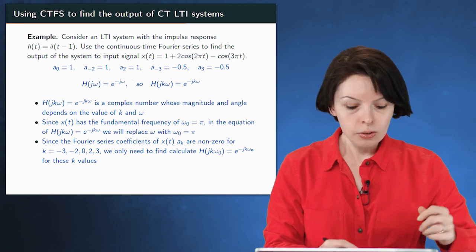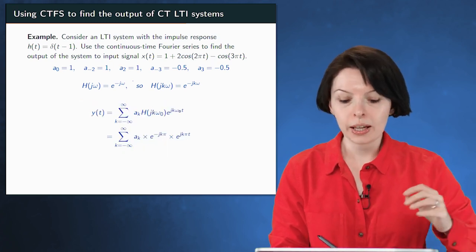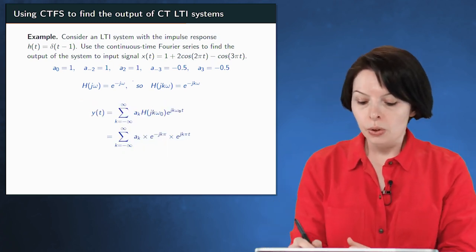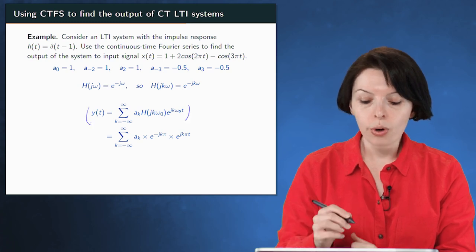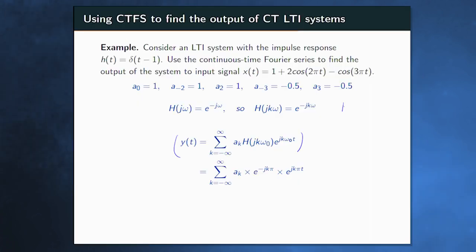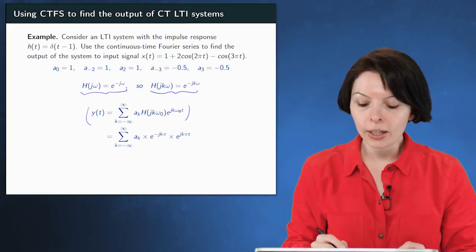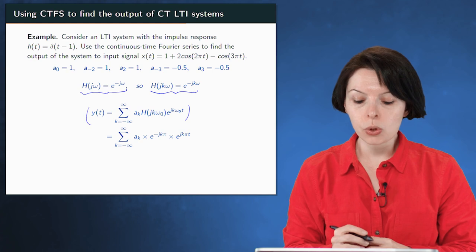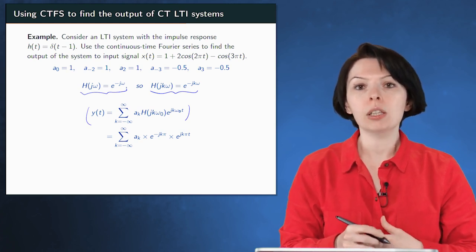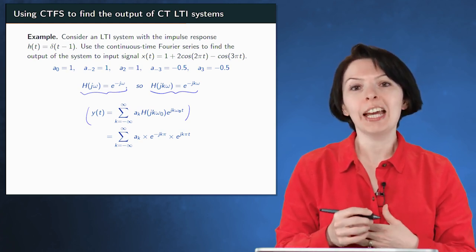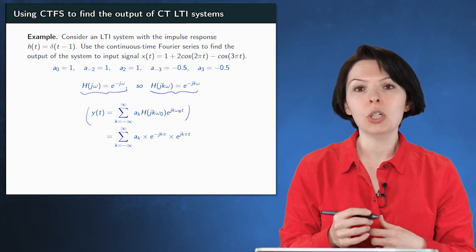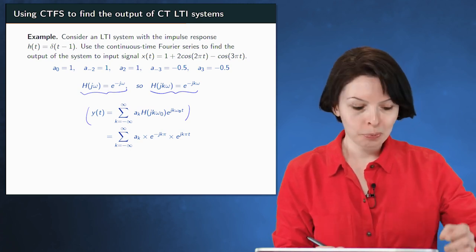All right, so let's go ahead and look at that one. Again, I use the expression that I found for y of t. Because I had H of j omega in here, instead of omega, I wrote k times omega, and I found H of jk omega. With that, I have y of t equals the summation of a_k multiplied by e to the minus jk pi, multiplied by e to the jk pi t.